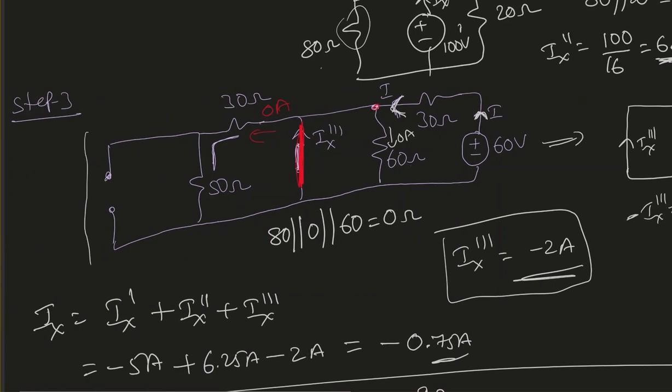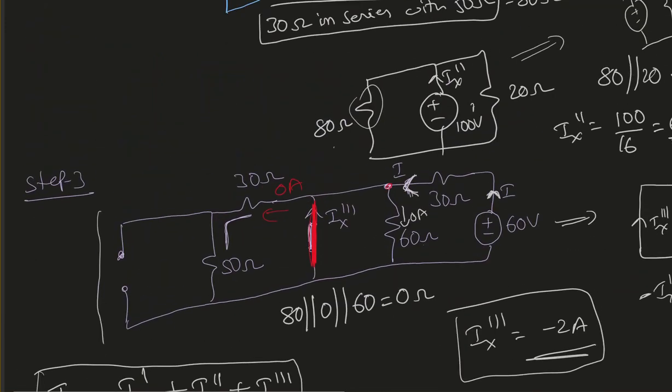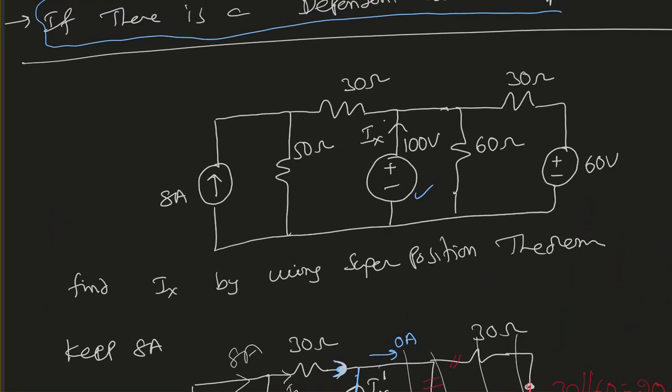So what is the total current flowing in the circuit? Ix equals Ix prime plus Ix double prime plus Ix triple prime. Ix prime is minus 5 ampere, Ix double prime is positive 6.25 ampere, and Ix triple prime is negative 2 ampere. So it comes to negative 0.75 ampere. That indicates that the voltage source is consuming energy. So we find Ix equals negative 0.75 ampere, which indicates that the real current is flowing into the source. The source is recharging instead of supplying energy.